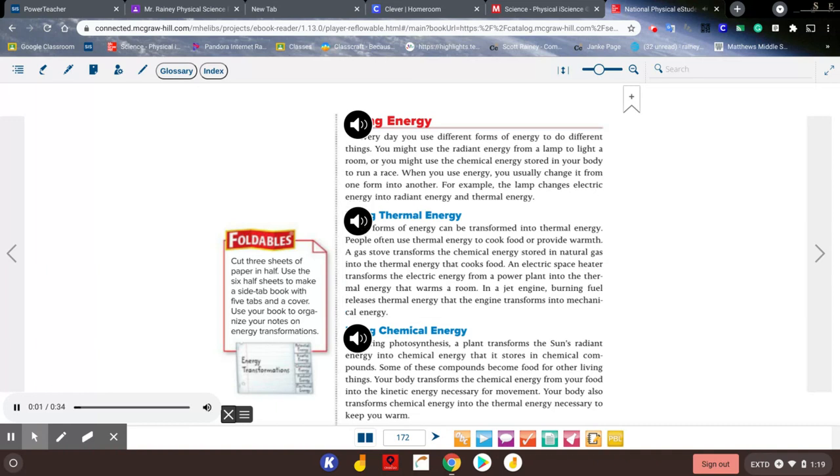Using thermal energy. All forms of energy can be transformed into thermal energy. People often use thermal energy to cook food or provide warmth. A gas stove transforms the chemical energy stored in natural gas into the thermal energy that cooks food. An electric space heater transforms the electric energy from a power plant into the thermal energy that warms a room. In a jet engine, burning fuel releases thermal energy that the engine transforms into mechanical energy.